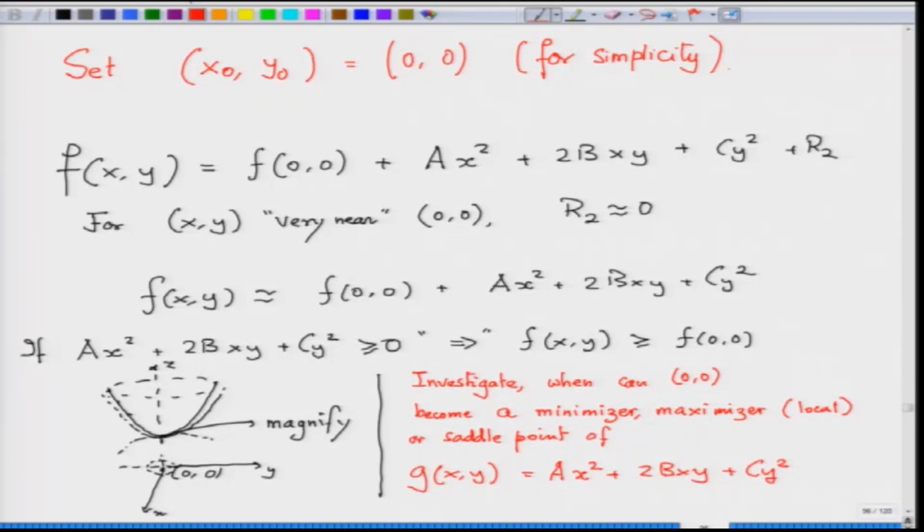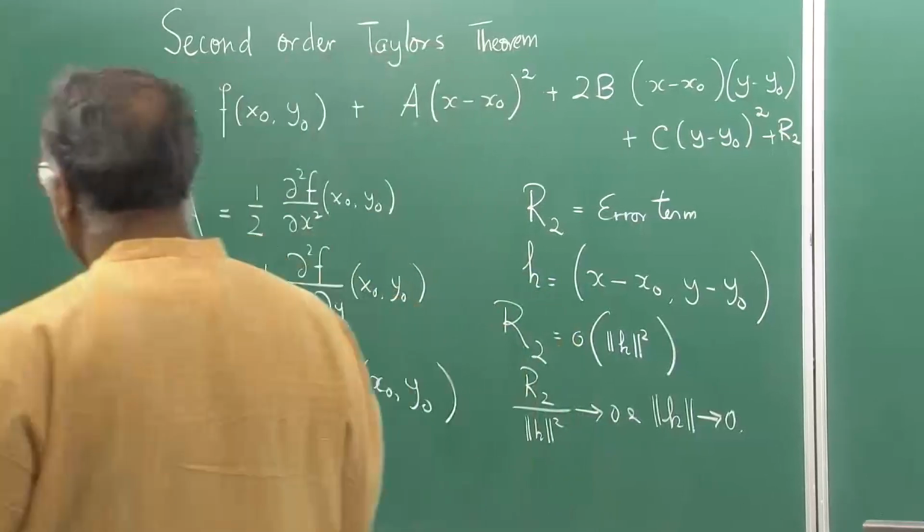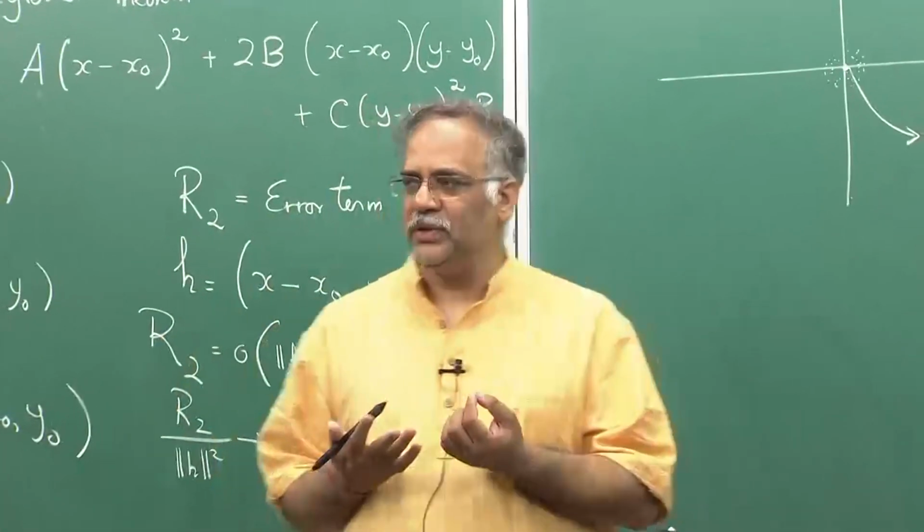Please understand that we have now transferred the problem from that of the function f to that of the function g, which is the quadratic approximation, and we want to know when 0 0 is a minimizer or maximizer. Saddle point, when you say 0 0 is a saddle point, this is not the saddle point that we really speak about in modern optimization theory, but in calculus that is what is viewed as a saddle point.